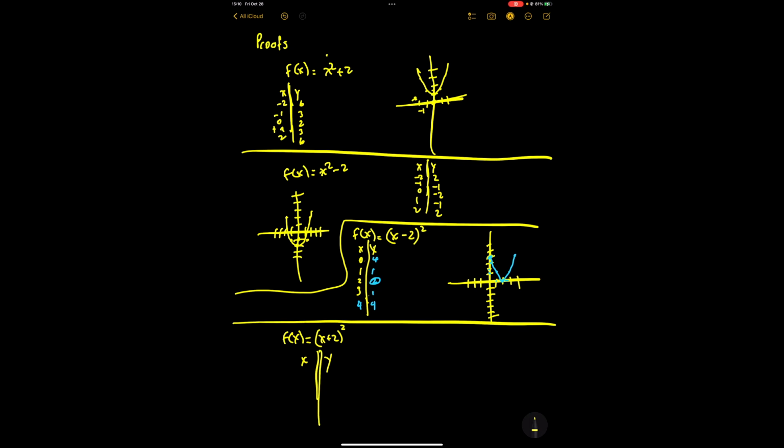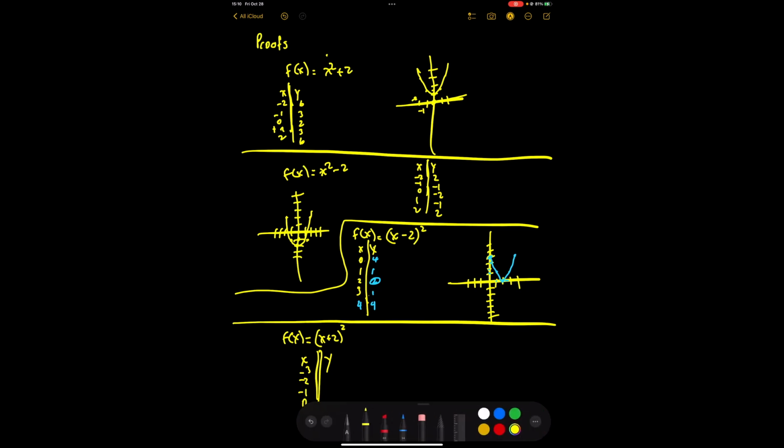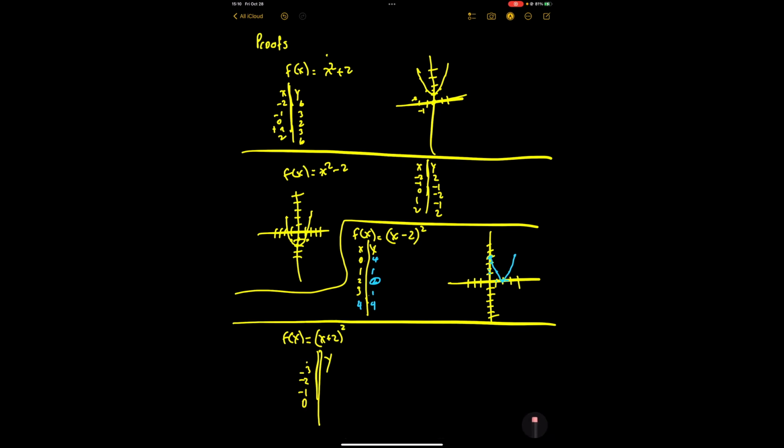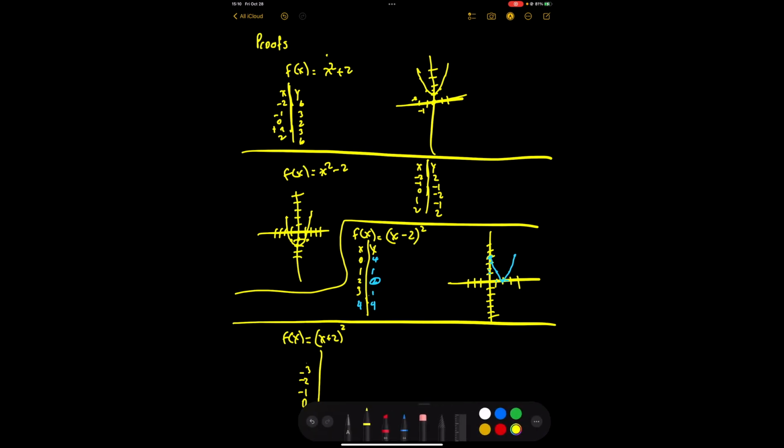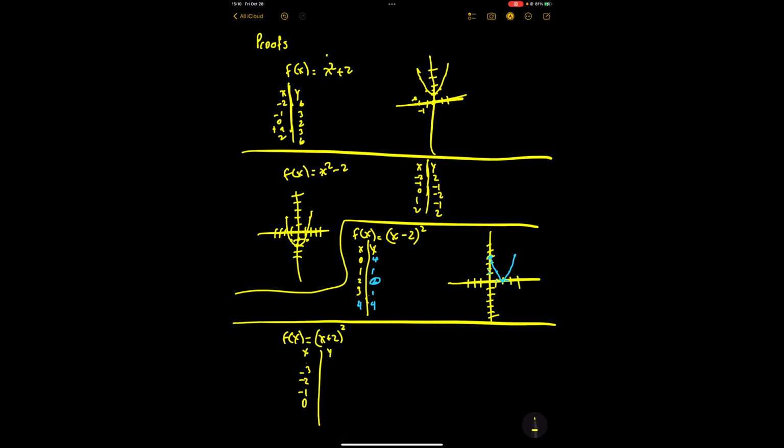I'm going to go actually with -3, -2, -1, 0. Actually, I can even go up to -4 instead, because that's not going to go too big on me. So x and y and -4. At -4, you're going to have -2 squared, which is equal to 4. At -3, -3 plus 2 is going to be -1, and -1 squared is equal to 1.